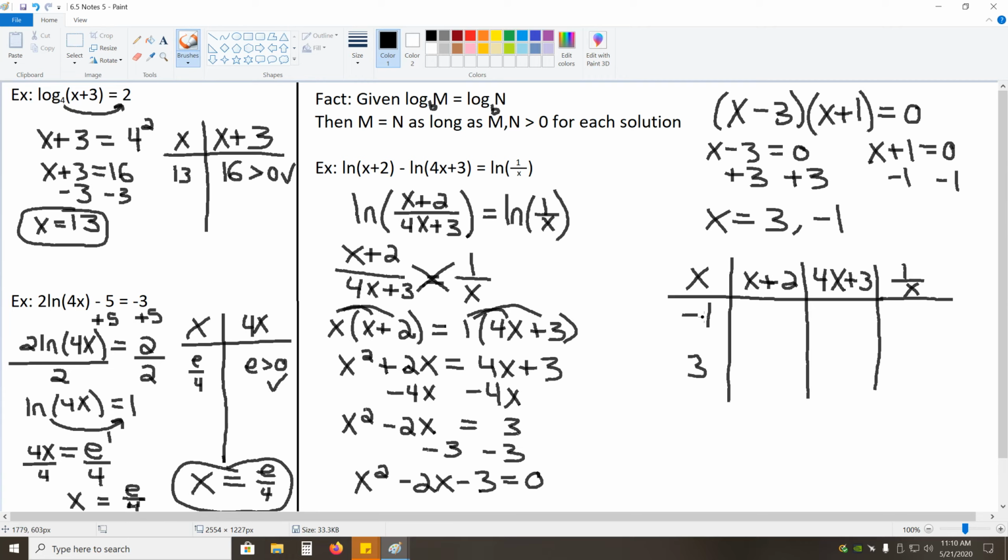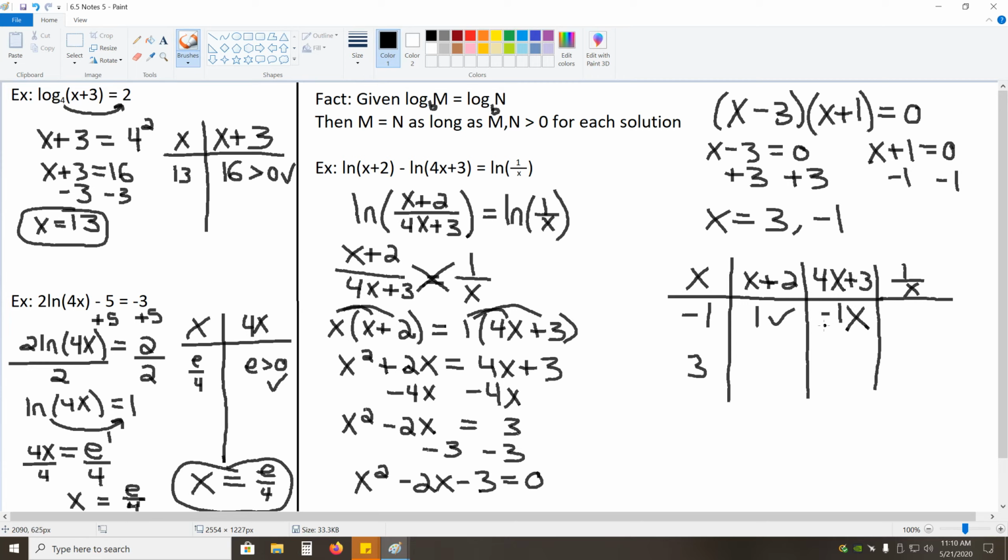So the first one, when we plug negative 1 into it, we get negative 1 plus 2 is positive 1. That checks out. The second one, when we plug negative 1 into it, we get 4 times negative 1 is negative 4, plus 3 is negative 1. That does not work out. As soon as it fails one of them, it doesn't matter, it's automatically out. Negative 1 is no longer a solution.